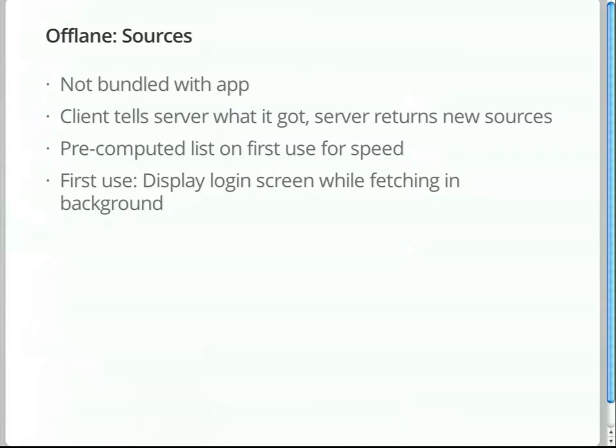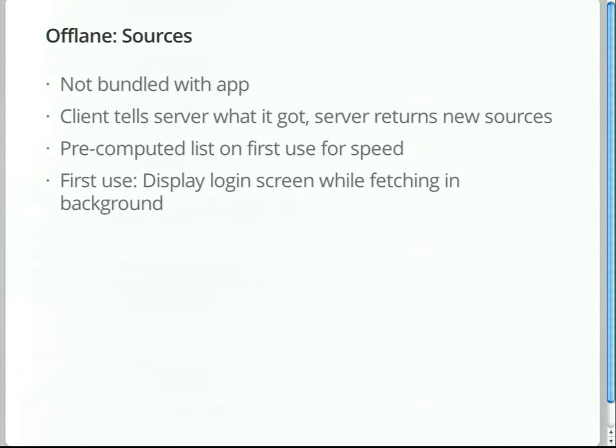So the idea is that, say there are initially 100 news sources and then some up-and-coming news sources appear. The client will tell the server, hey, these are the news sources I have. What new do you have? And then the server will send down the delta.